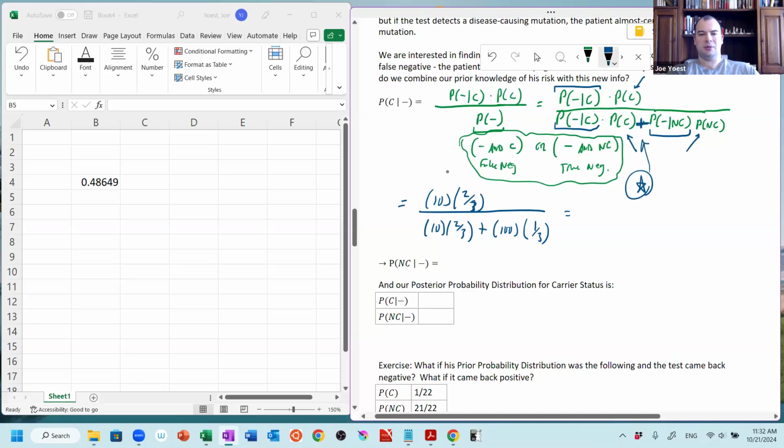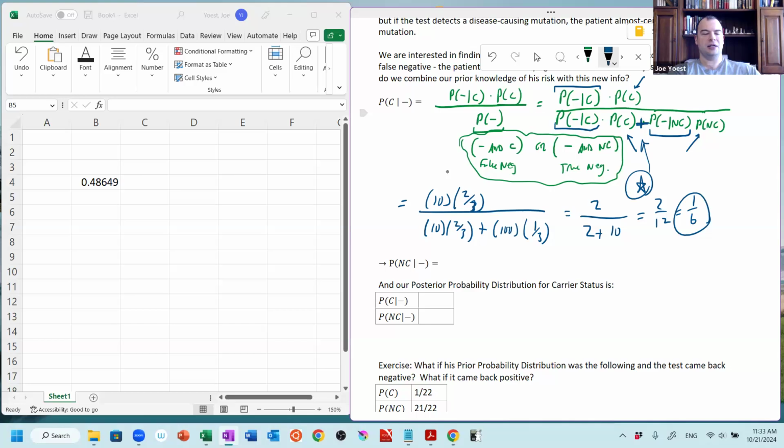I guess I can multiply top and bottom by 3, and I can divide top and bottom by 10, giving me 2 over 2 plus, multiply by 3 gets rid of that, divide by 10 gets rid of that, gets rid of a factor of 10. I get 2 over 12, or 1/6. My updated probability of being a carrier after the information from the negative test result is 1/6.